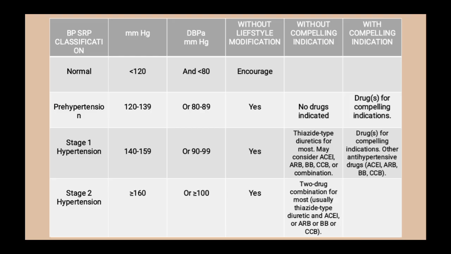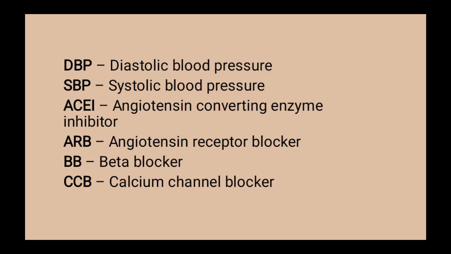And this is the blood pressure classification and management for adults. DBP stands for diastolic blood pressure, SBP for systolic blood pressure, ACEI for angiotensin converting enzyme inhibitor, ARB for angiotensin receptor blocker, BB for beta blocker, and CCB for calcium channel blocker.